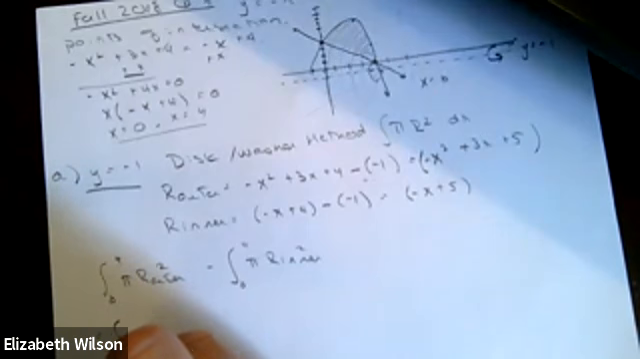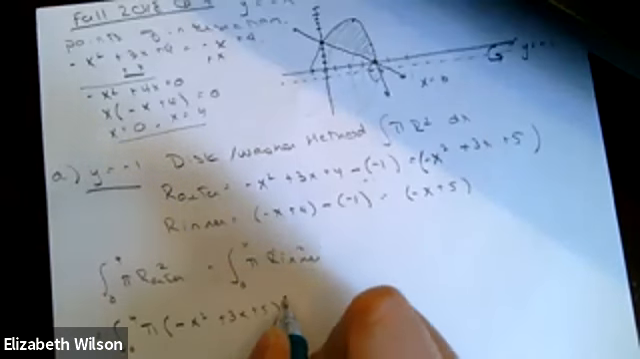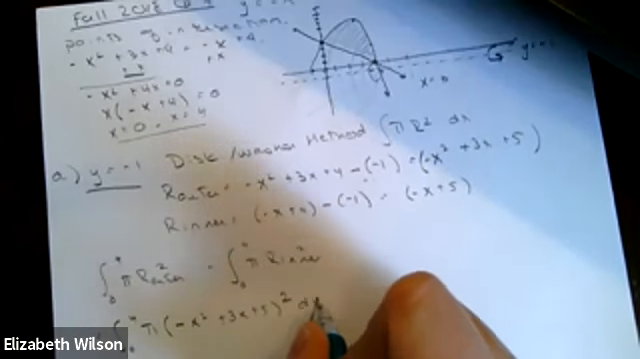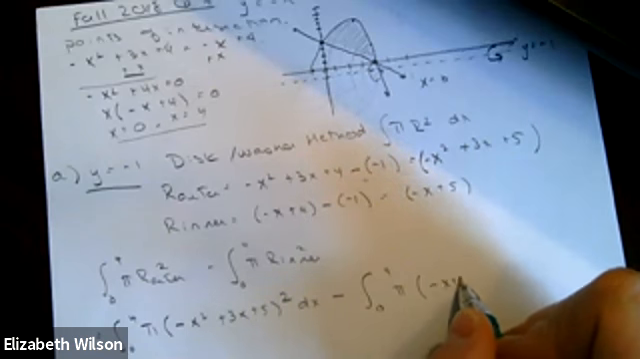Okay, so let's fill this out. So from 0 to 4, pi, our outer, we said was minus x squared plus 3x plus 5 squared, and that's a dx, minus, I'm going to go from 0 to 4, same bounds of integration, pi, our inner minus x plus 5 squared dx.